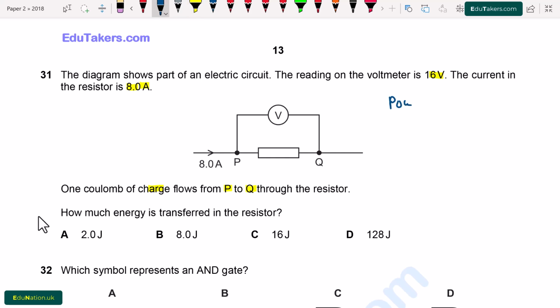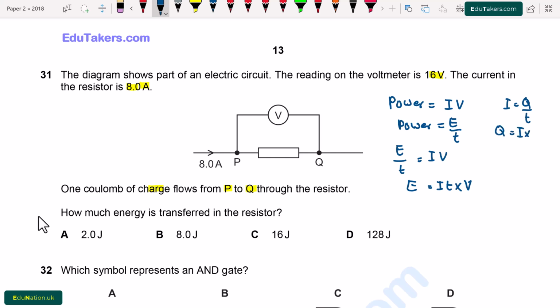We know that power is the product of current and potential difference. And also power is the rate of transfer of energy, that is E by T. It means that energy over time is equal to I and V. So energy will be equal to IT multiplied by V. Current is the rate of flow of charges. I is equal to Q over T. So Q will be equal to I multiplied by T. So IT is basically equal to Q multiplied by V.